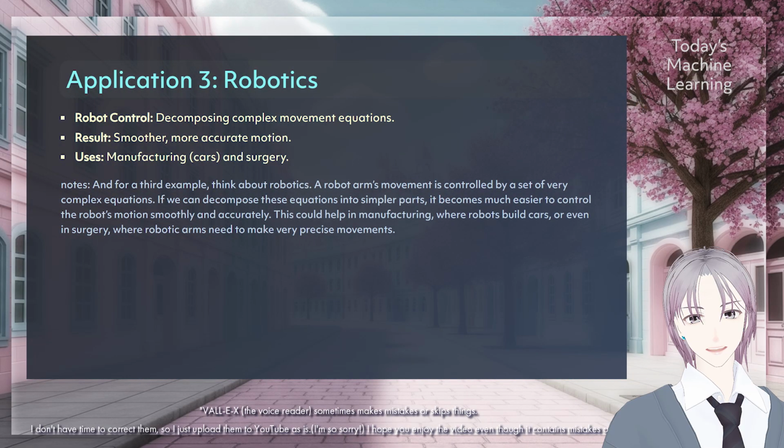And for a third example, think about robotics. A robot arm's movement is controlled by a set of very complex equations. If we can decompose these equations into simpler parts, it becomes much easier to control the robot's motion smoothly and accurately. This could help in manufacturing, where robots build cars, or even in surgery, where robotic arms need to make very precise movements.